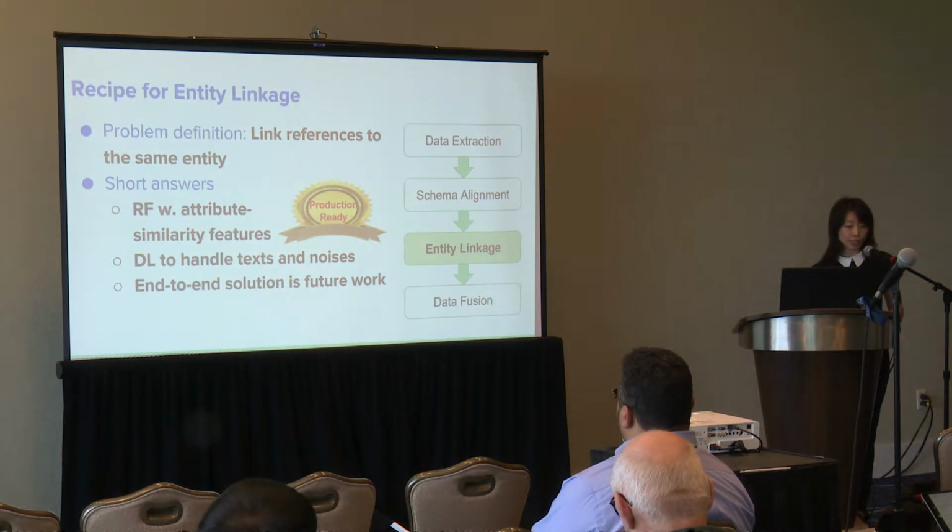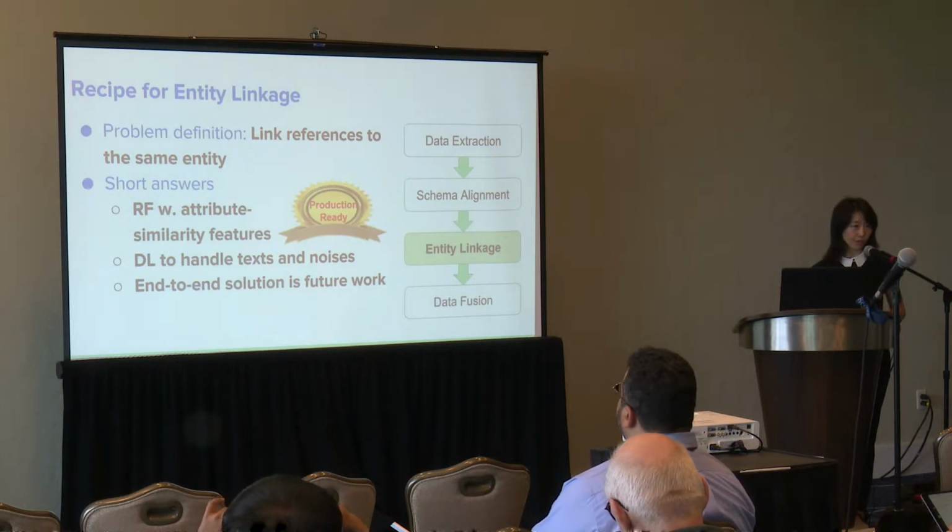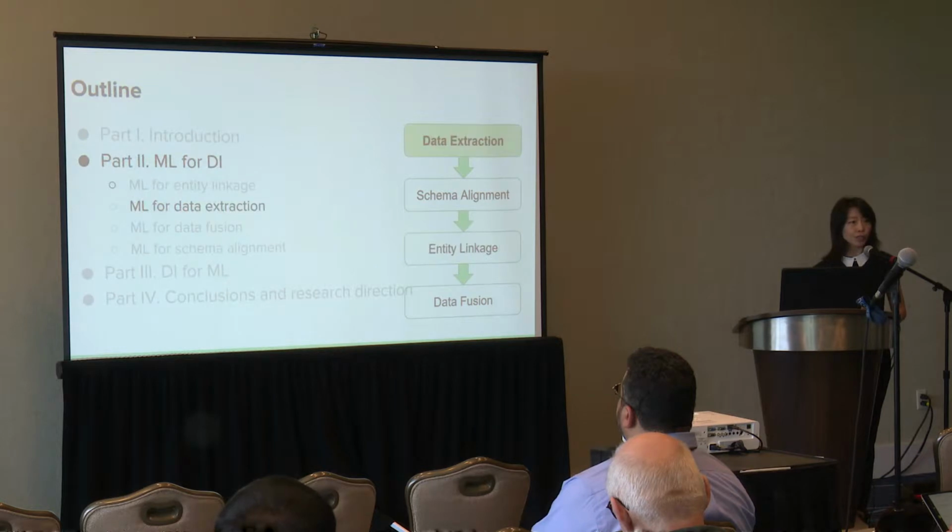So, a very short summary. Entity linkage is to link references to the same entity. Random forest with the attribute similarity as the features is pretty much production ready and is used in industry. Deep learning has been applied to handle text and noise, but we still need some end-to-end solution for future work. So far, so good?